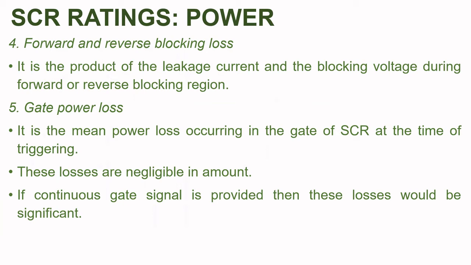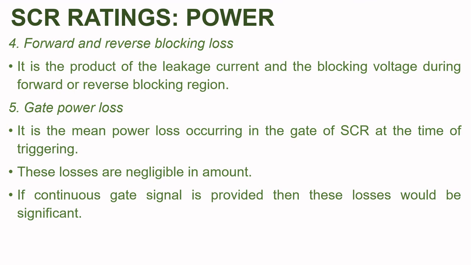Next is forward and reverse blocking loss. It is the product of leakage current and the blocking voltage during the forward and the reverse blocking region. In the forward and reverse blocking region, the values of voltages across the SCR are significant, but the values of leakage current are very small. Hence, the power loss occurring in the SCR when the SCR is in forward blocking state or reverse blocking state is very low.